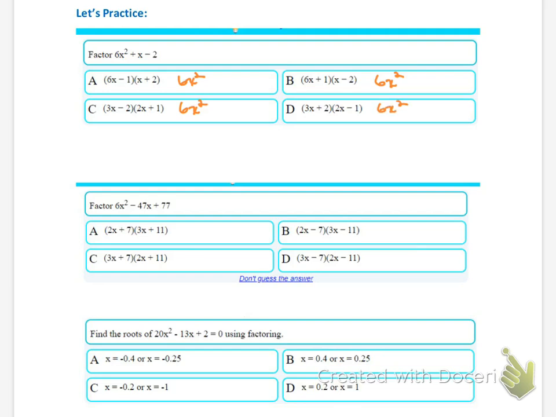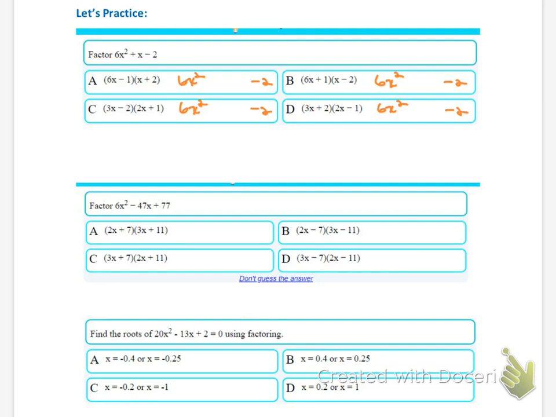How about if you say 2 times a negative 1? That gives me a negative 2, so that works. Negative 2 times 1 gives me a negative 2. Oh, look at this. Every single one gives me a negative 2. Okay, so they're going to really make us work for this. So do your middle terms.